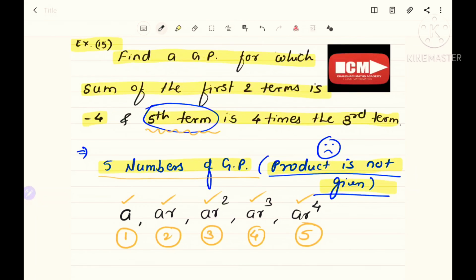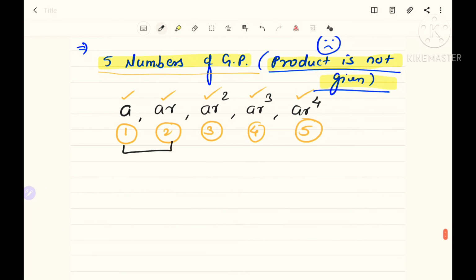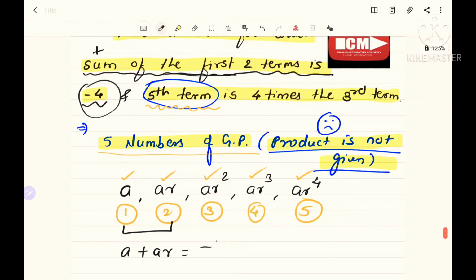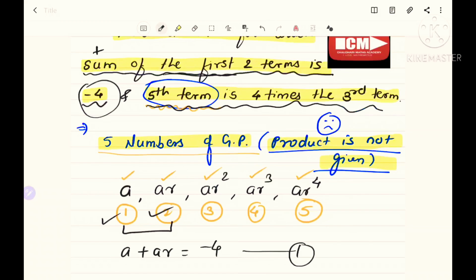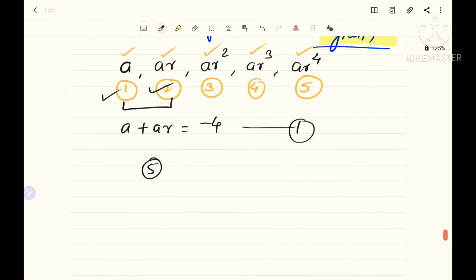The first thing is to find the GP for which the sum of the first 2 terms is -4. Sum means addition. The sum of the first 2 terms is -4, meaning they are talking about these two, so their sum, a plus ar, is equal to -4. This is the first thing they provided, and that leads to equation number 1.